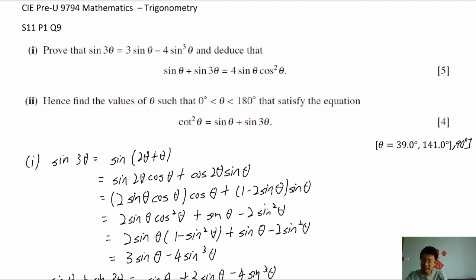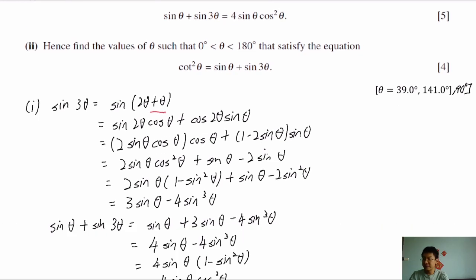So how do we actually get the A plus B is that we start with A as 2 theta and B as theta, because we know that 3 theta can be split into 2 theta and theta. From there we apply the compound angle formula. Sine (A plus B) gives us sine A cos B plus cos A sine B. So from what we have there, we have sine 2 theta.